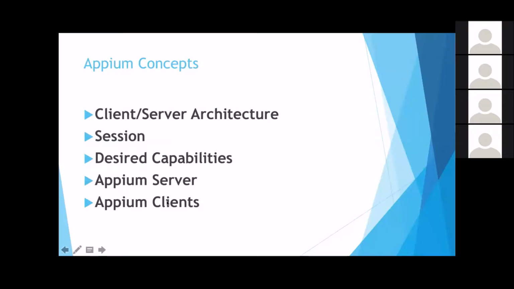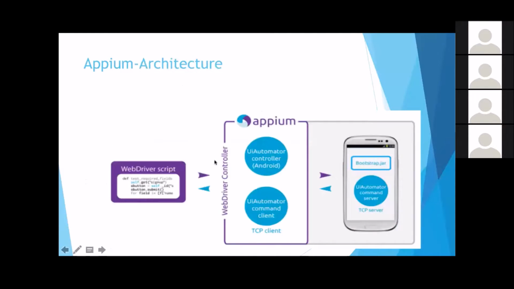Now we have the Appium server and Appium clients. This is the basic architecture. In terms of Android, the Appium server runs in the heart of this architecture. It has a UI Automator command client. It's basically a TCP client, on which, if you write your WebDriver script using Java or whatever, it works in a bidirectional way. Fine, you send the request, you receive the result. Using UI Automator, it controls the device on which you are trying to automate your cases.